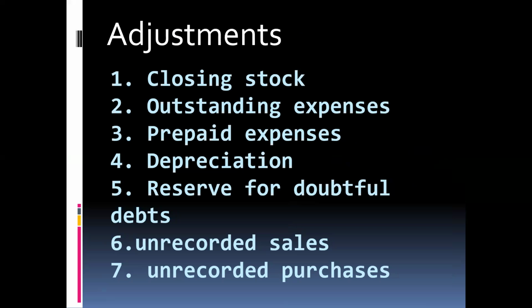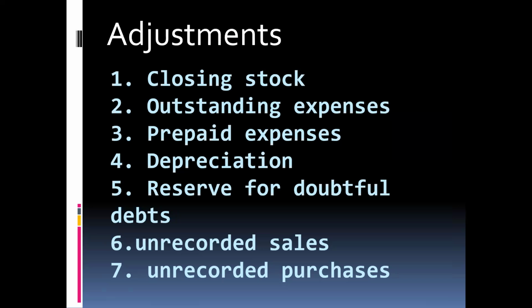Let us understand this. First, we have closing stock. Closing stock is recorded on the credit side of the trading account as one effect. The second effect is recorded on the asset side of the balance sheet. Closing stock will be given as part of the adjustments. Again, closing stock is valued at cost price or market price.